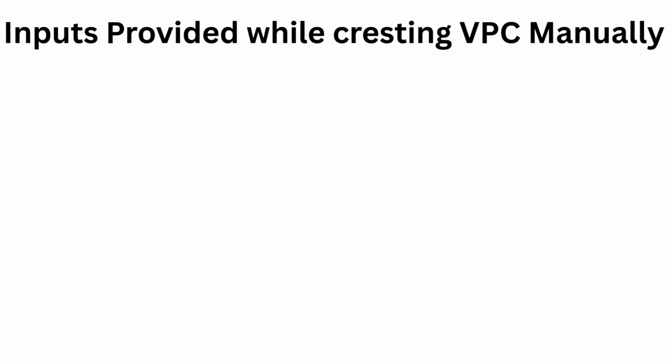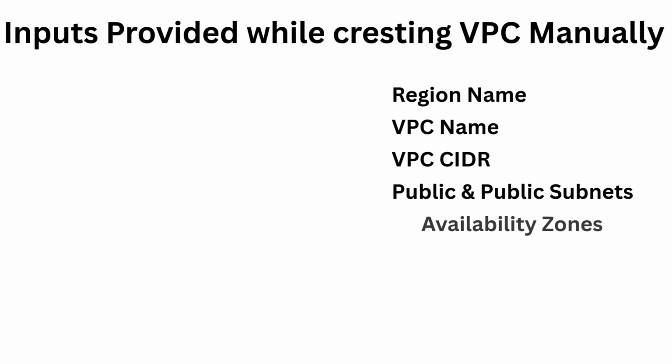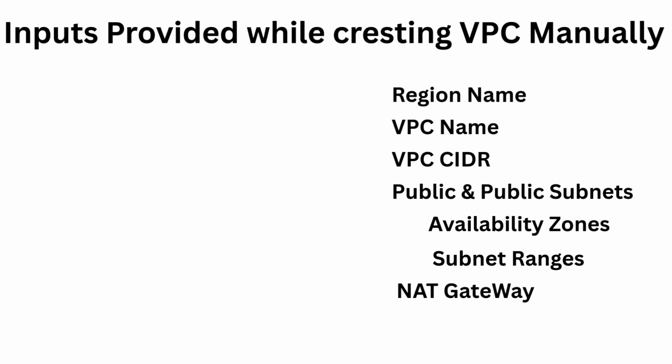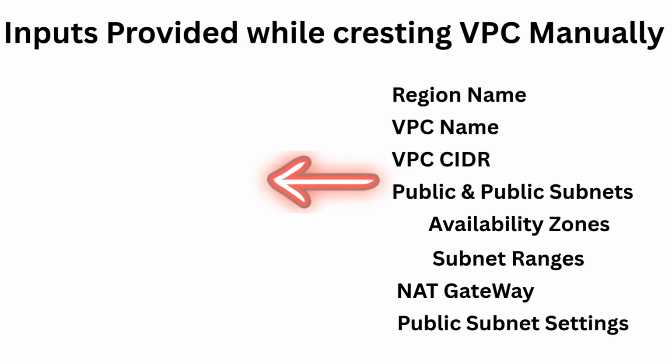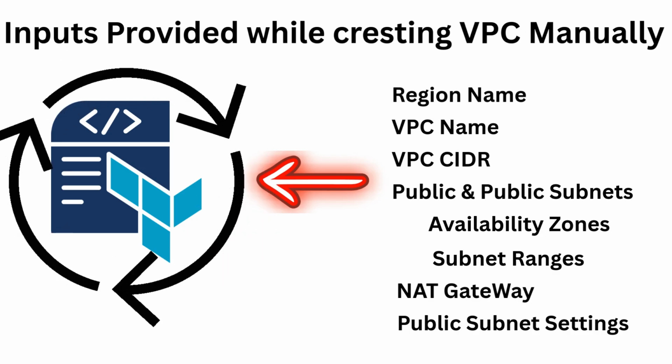Before jumping into the demo, let's recall our previous video where we created a VPC manually. While creating the VPC manually, we provided some inputs like region, VPC name, and VPC CIDR block. And also while creating the public and private subnets, we provided details such as availability zones and subnet ranges. Along with that, we also created a NAT gateway and made a few settings for the public subnet. The same information we are going to use as inputs to Terraform. By using these inputs, Terraform will create everything for us.